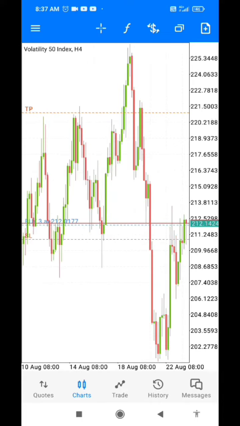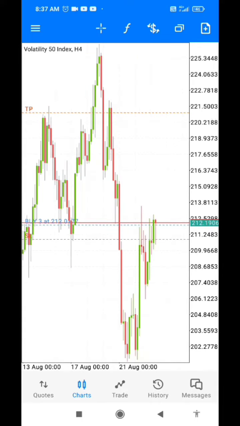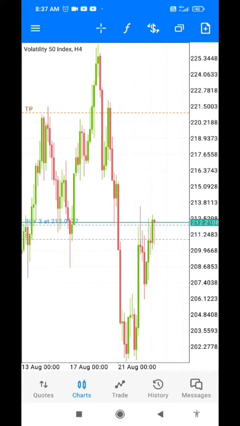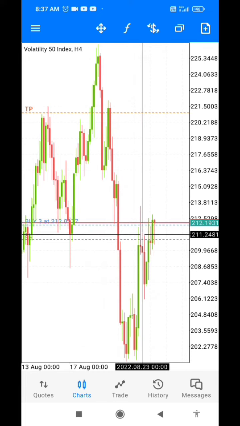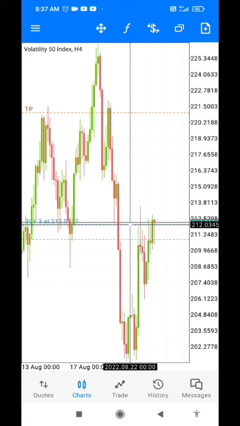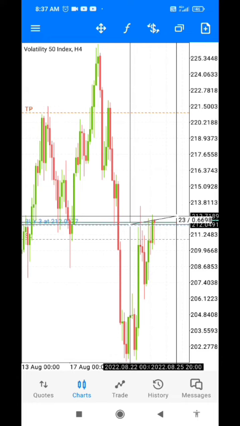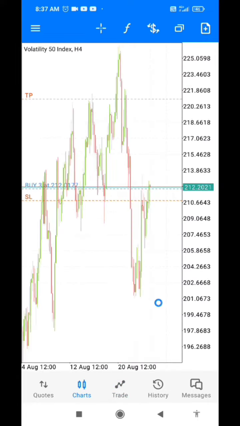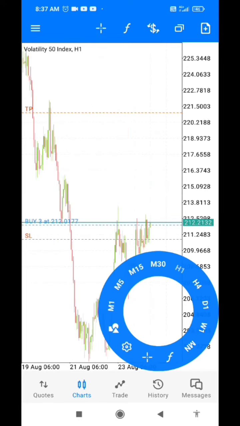I'm at a resistance zone, but I'm buying here. Okay, my stop loss, my target. Why did I take this trade? Because of the bullish momentum, because it will give me a breakout here. It will definitely give me a breakout here.